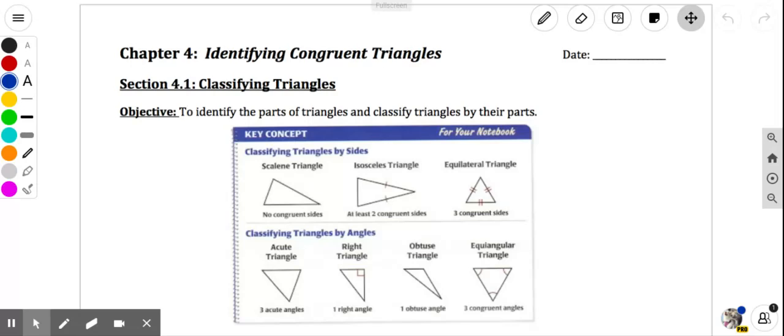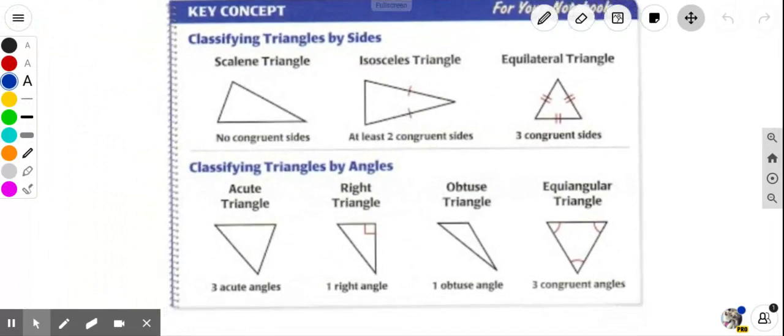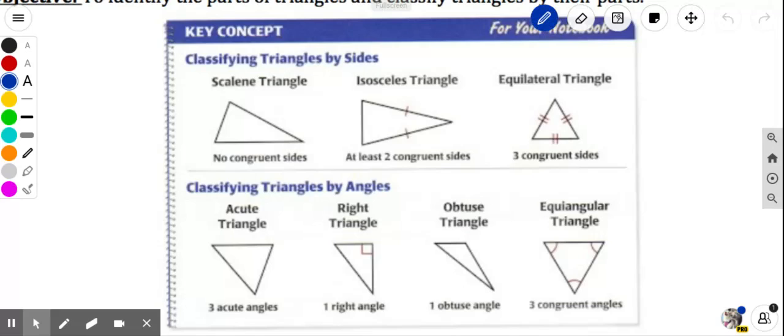They're pretty quick, just like kind of introduction to triangle stuff, especially 4.1. It's super easy. So 4.1 is on classifying triangles. So in this chart right here, you can classify triangles by their sides. So by basically the number of congruent sides they have. So a scalene triangle is when none of the sides are the same.